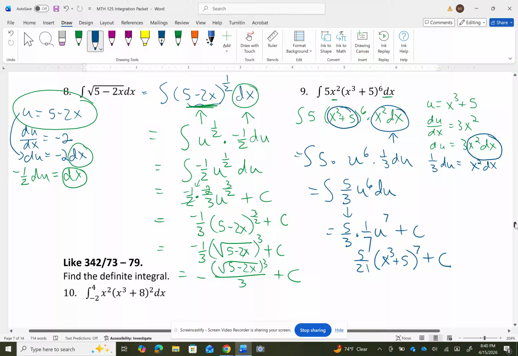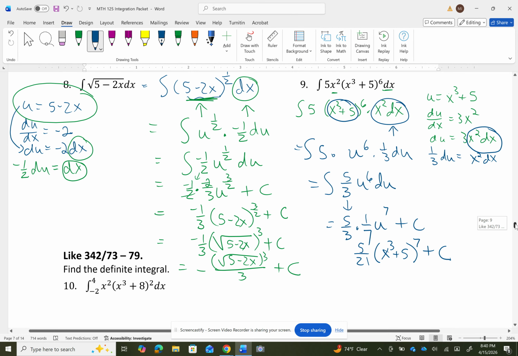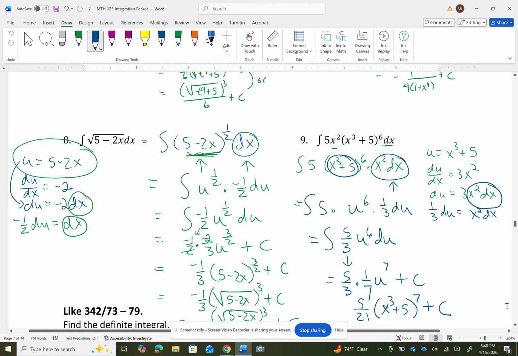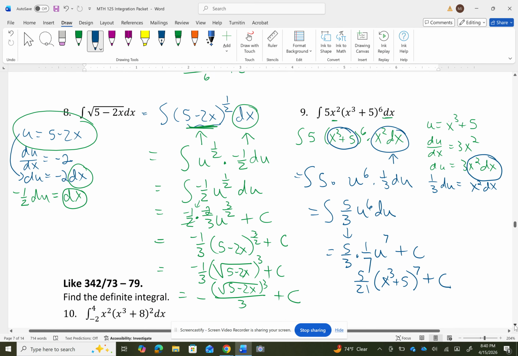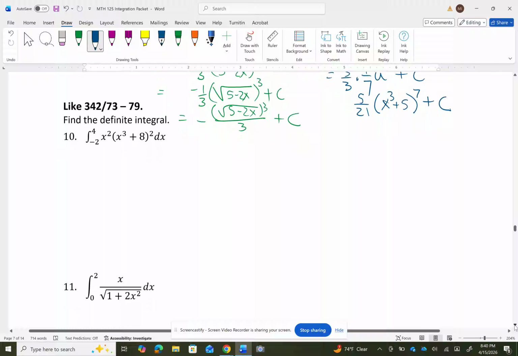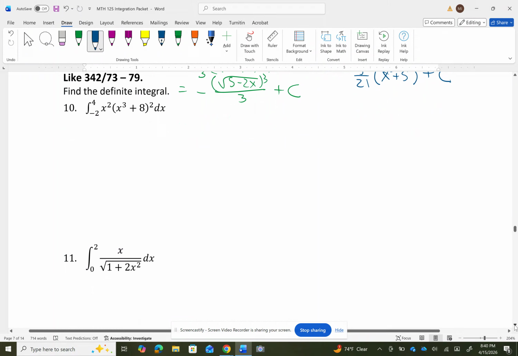Now I'm going to continue with that change of variables, or u-substitution, but I'm going to work a couple problems where we're being asked to find the definite integral. So still that same process, but we'll have that extra step where we need to evaluate that. Okay, so this will be questions number 10 and 11.